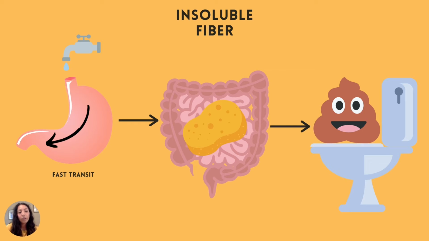So insoluble fiber is less viscous, meaning it's thinner, so it travels through our digestive system faster, and it essentially acts as a sponge and helps you laxate, or for lack of better words, it helps you poop. And this is beneficial to help you have regular bowel movements and to prevent you from being constipated.